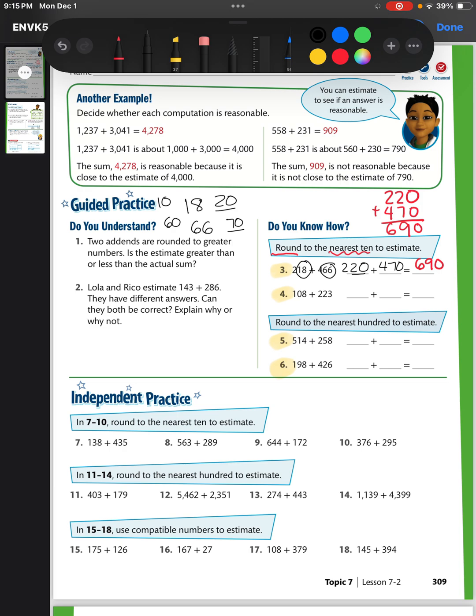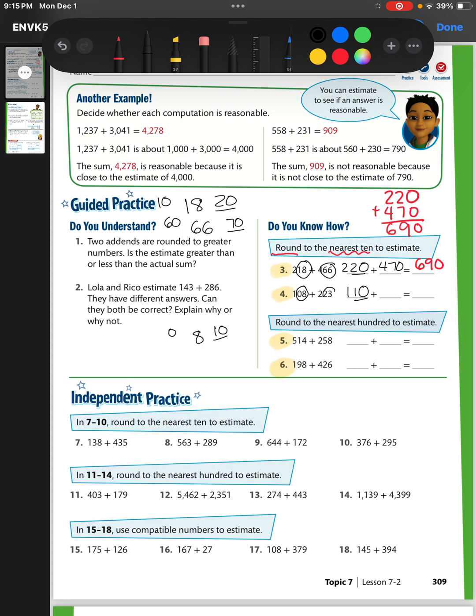Now I'm going to go back to number 4. Doing the same thing, I am going to round to the nearest 10 to estimate. So I'm going to look at these two. So 8. 8 is between 0 tens and 1 ten. Well, I know that 8 is closer to 10. So my number would round to 110. So 108 rounds to 110.